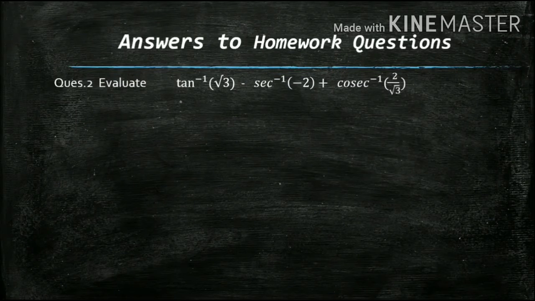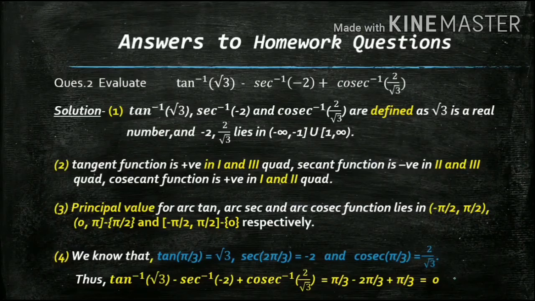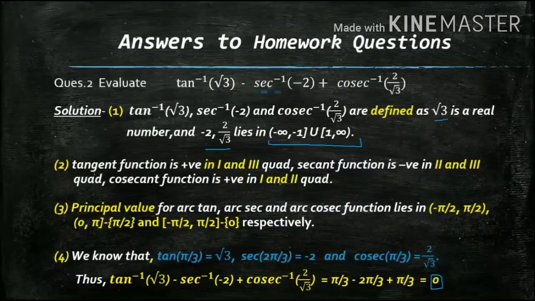You need to evaluate this value. I hope you have also done this question. Please check your answer. The answer is basically 0. Let me show how you get it. Firstly, we need to check whether these three are defined or not. Clearly root 3 is a real number. Minus 2 and 2 by root 3 lie in this interval, which is the domain for our sec function and our cosec function. So these three are defined. The first step is done.